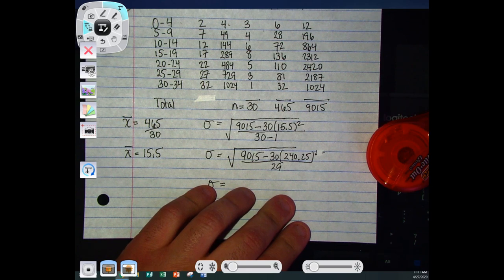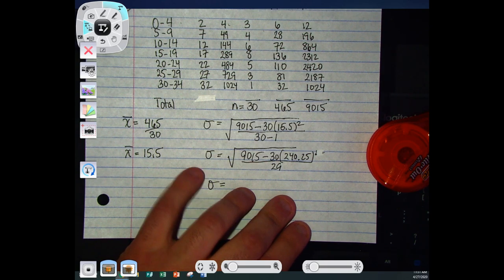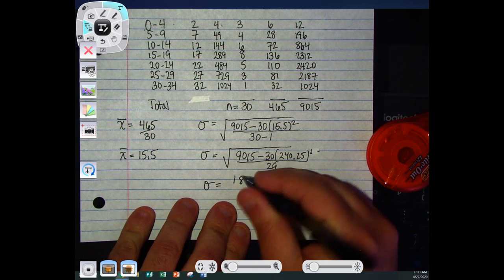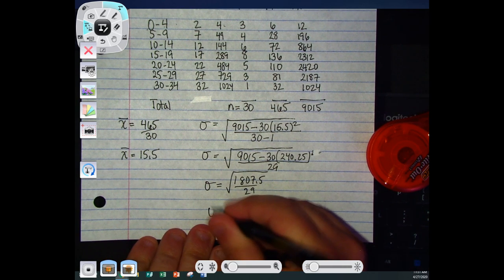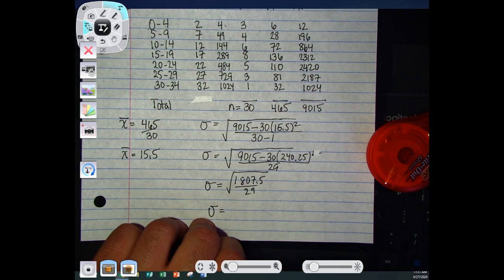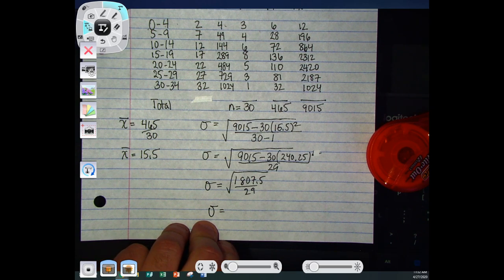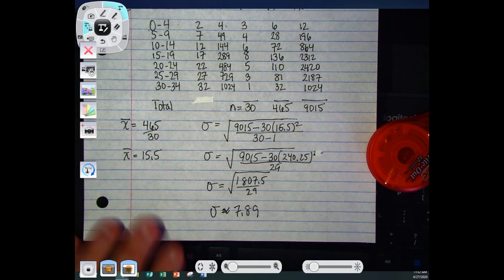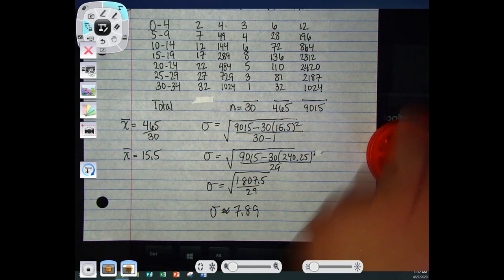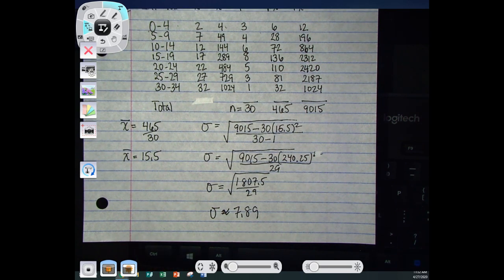So 9015 minus 30 times 240.25. We end up with 1,807.5 divided by 29. Using my calculator, we end up with approximately 7.89. Therefore, the standard deviation of this grouped frequency distribution is 7.89.